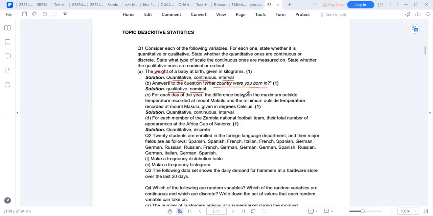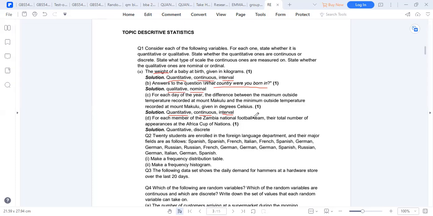So for each day, the difference between the maximum and the minimum temperature. Already we're able to calculate this temperature using a thermometer. So this is quantitative data. But it's continuous data that can be in intervals, can be cold, melting point, boiling point. So it's temperature that is in a continuous form.